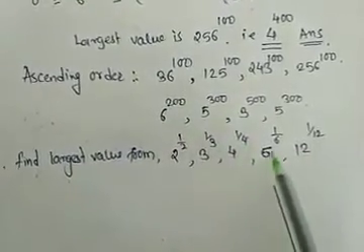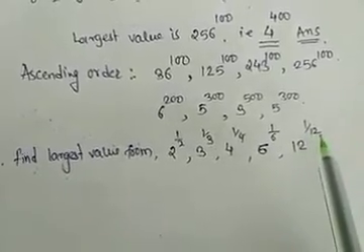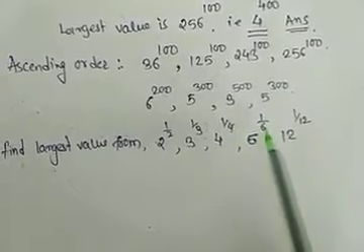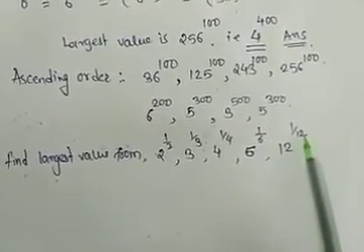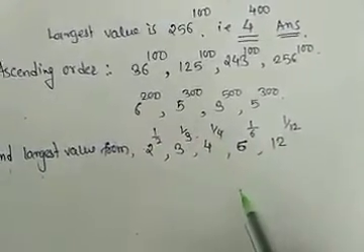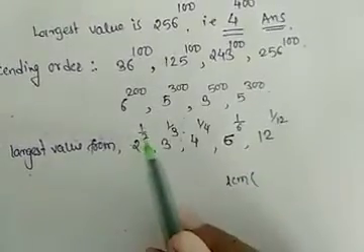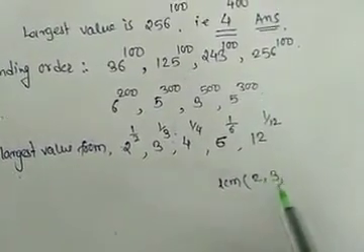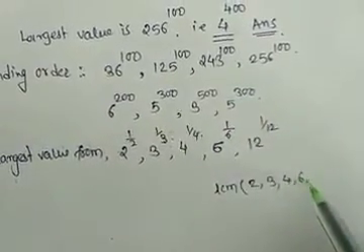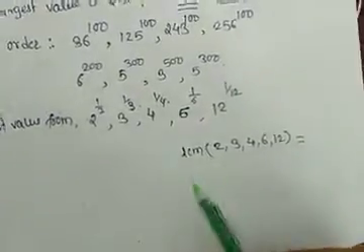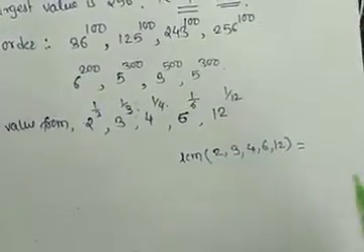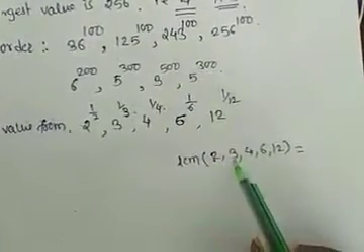4 raised to 1 by 4, 6 raised to 1 by 6, and 12 raised to 1 by 12. Now here the power terms are in the form of fractions. So we first find the LCM of these denominators: 2, 3, 4, 6 and 12. LCM, which is the least common multiple, the smallest common multiple.